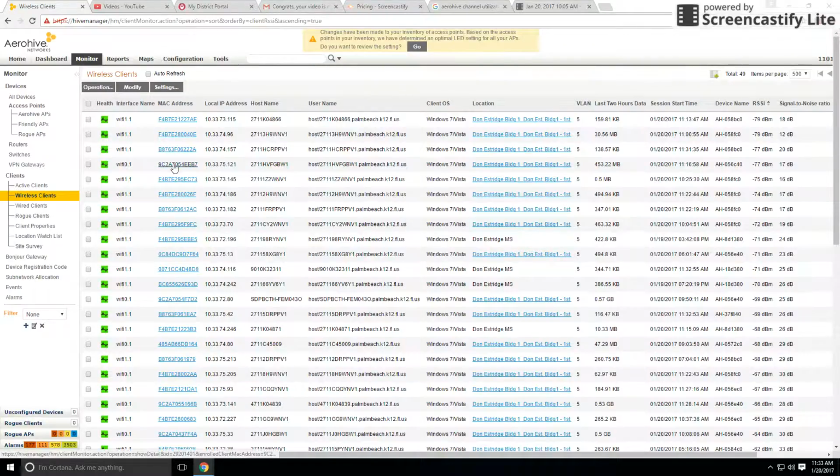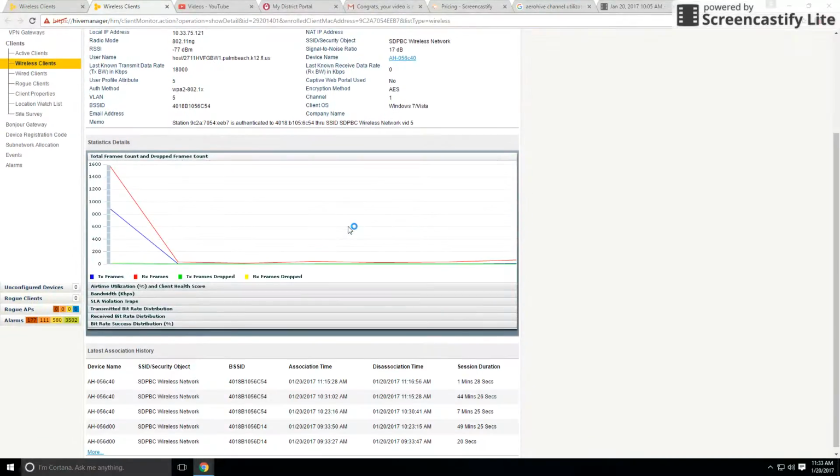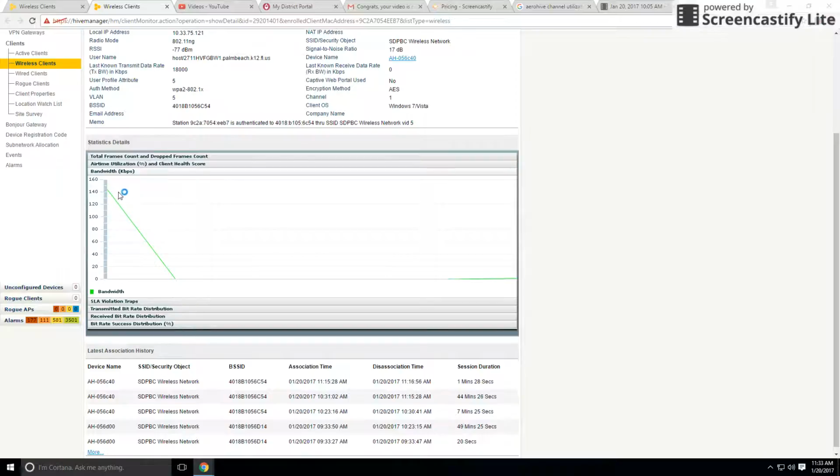So I right click on this client. Okay, and I get some graphs. And now it looks like most of that data was transmitted quite early on when it initially connected, which was at 11:17, so it's not been connected that long. If we look at the bandwidth, then it was up at 140 kilobits per second. Well, so let's have a look at this.